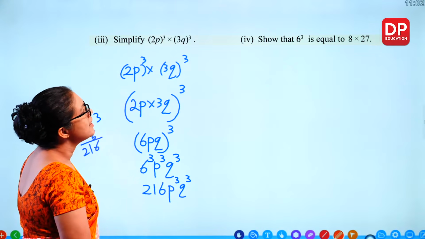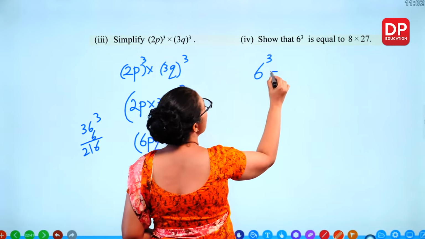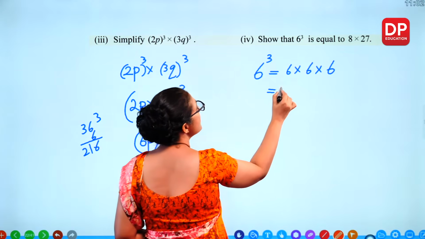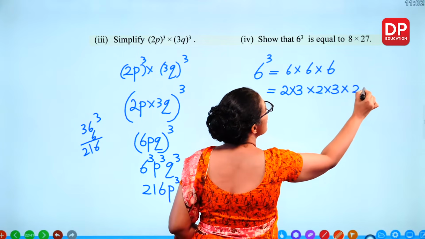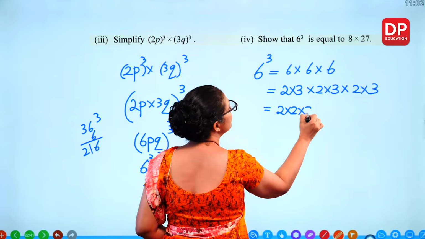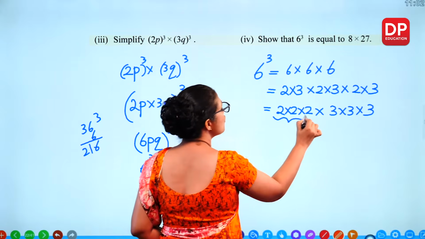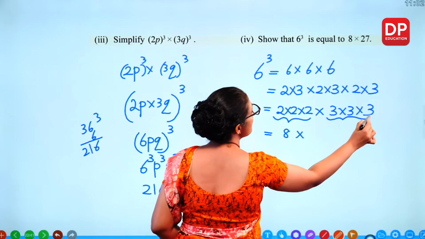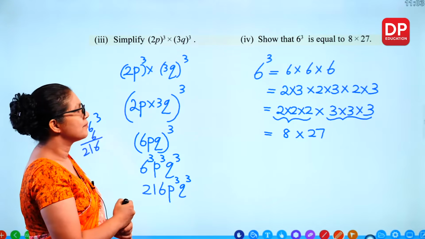Show that 6 to the power 3 is equal to 8 times 27. So we'll do 6 to the power 3 means 6 times 6 times 6. What is 6? I can write 2 times 3. Again 6 is 2 times 3. 6 is 2 times 3. Now I can take 2 separately and 3 separately. What is 2 times 2 times 2? That's 8. What is 3 times 3 times 3? That's 27. So this is equal to 8 times 27.